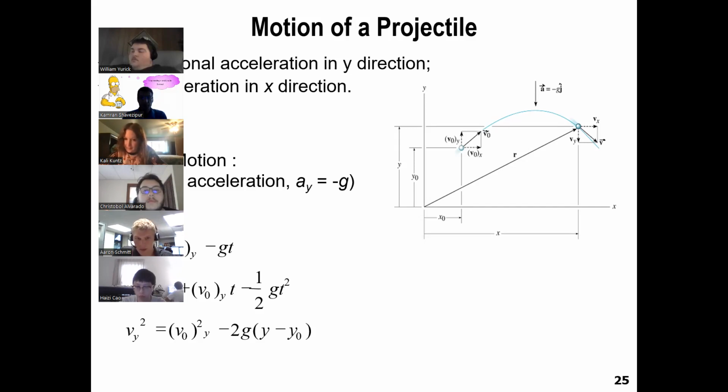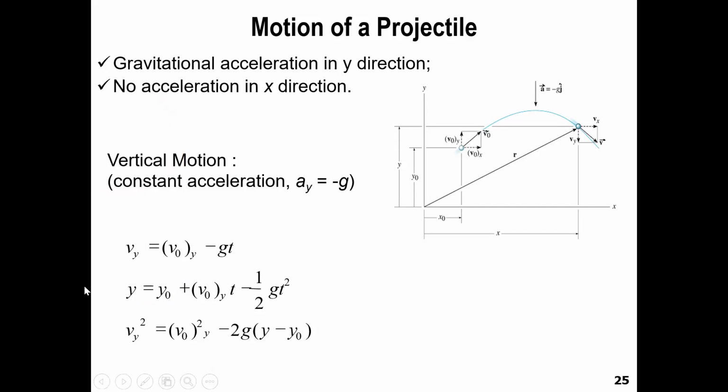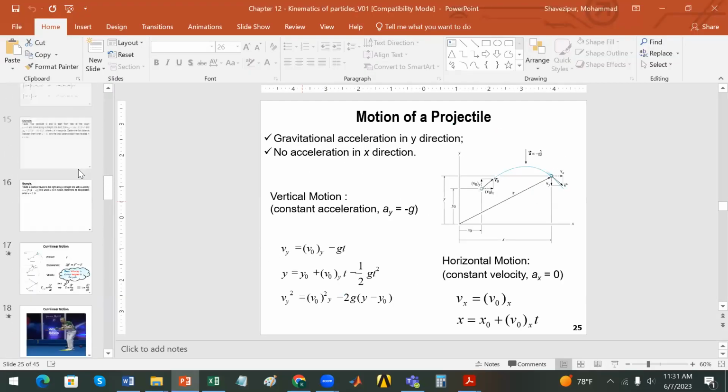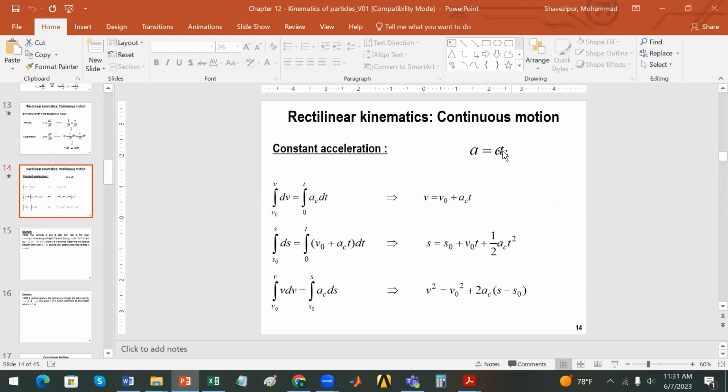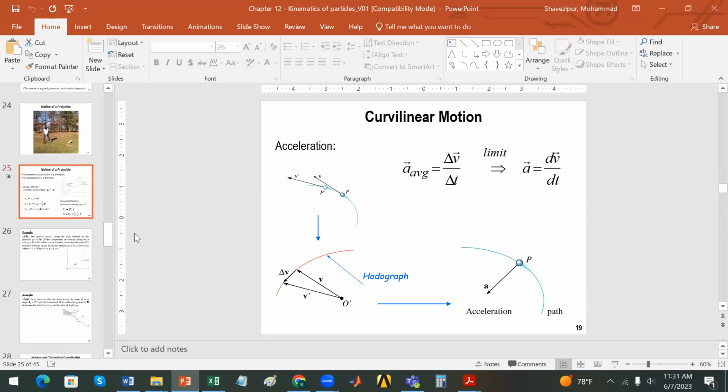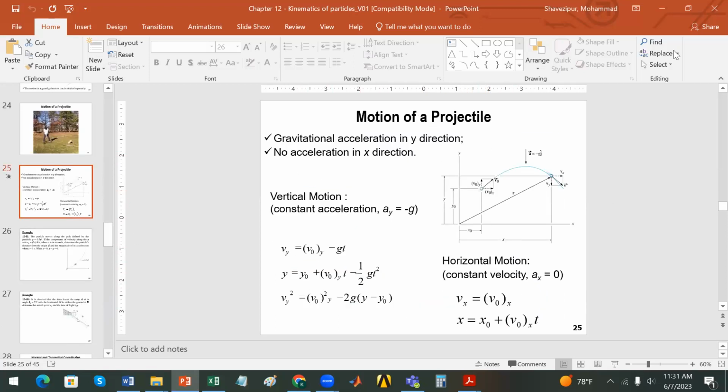Done? Yep. Okay. Now, let's go back to what you wrote. Let's compare it with what we had for rectilinear motion. You see constant acceleration: V is V0 plus A constant times T. In our case, A constant is minus G. So if you substitute minus G here and minus G here and minus G here, you practically end up with these equations, right?